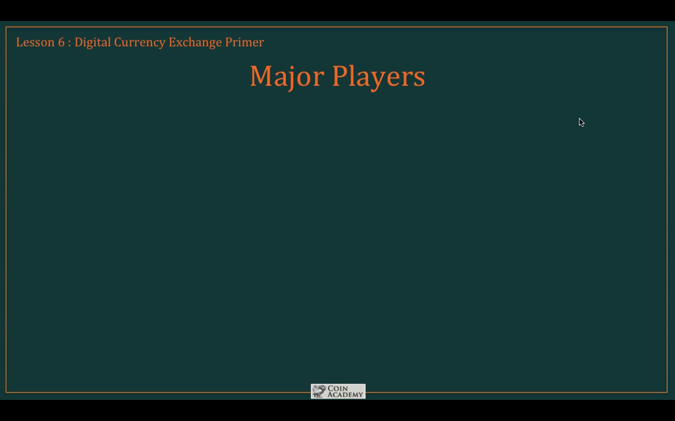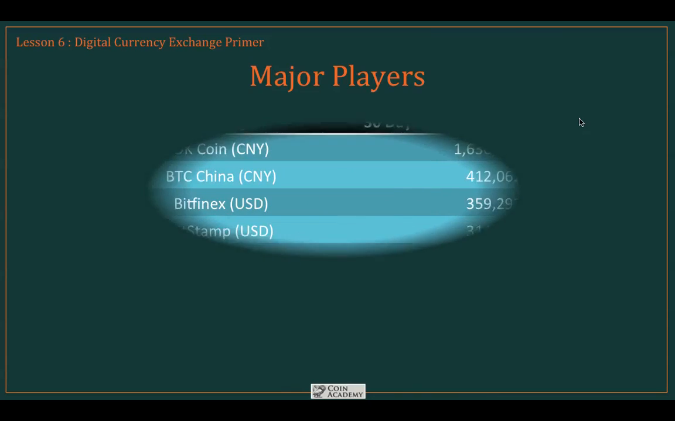Let's get started by identifying first who are the major players in the digital currency exchange market. There are quite a few, and we'll give you a link in a second where you can find out who they are. Many of them are located in specific countries and deal with specific currencies. Others are more international in nature. But the top 5 are here.